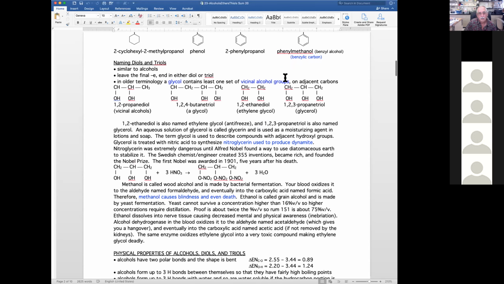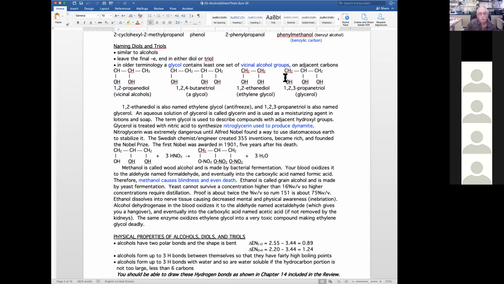And then naming diols and triols is similar to alcohols, except you use the word diol or triol. So here is 3 in a row, so it's propane and it's a diol. So we have to say, well, where are the 2 alcohol groups? It would be carbons number 1 and 2. So these are what's called vicinal alcohol groups. They're right next to each other. That term is vicinal.